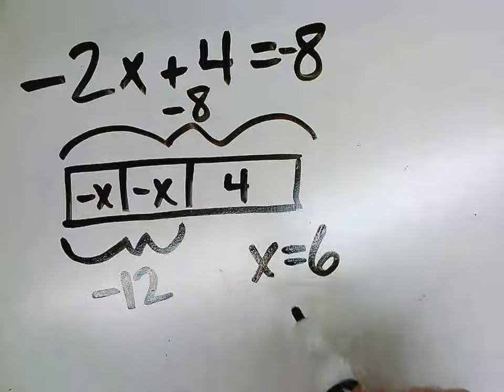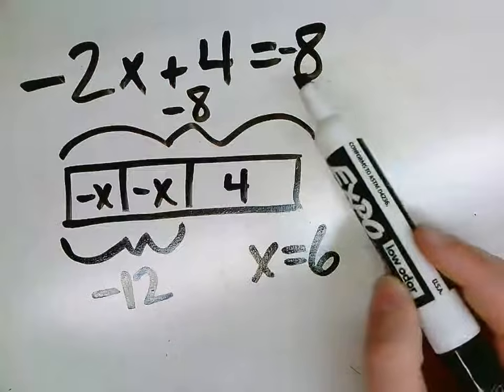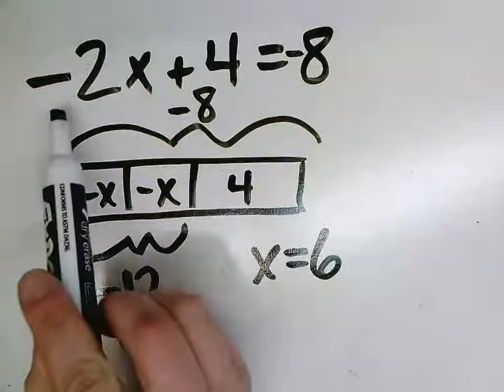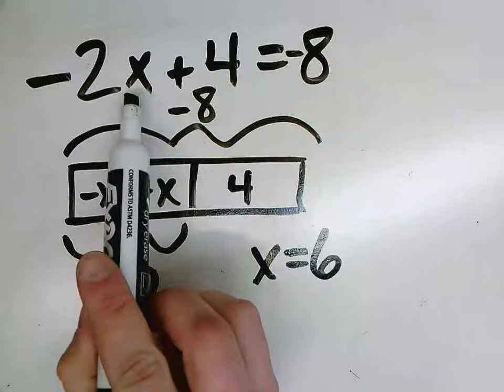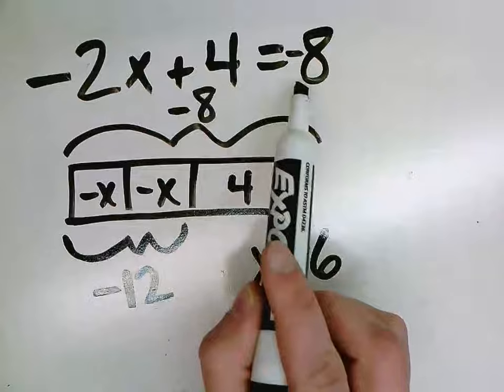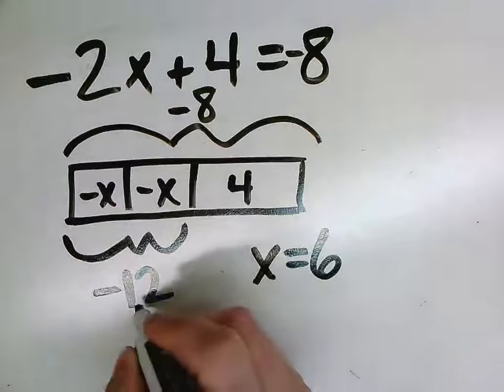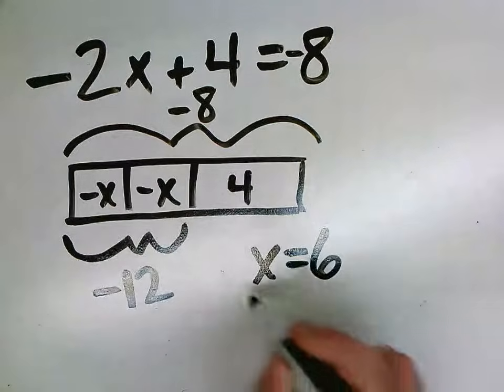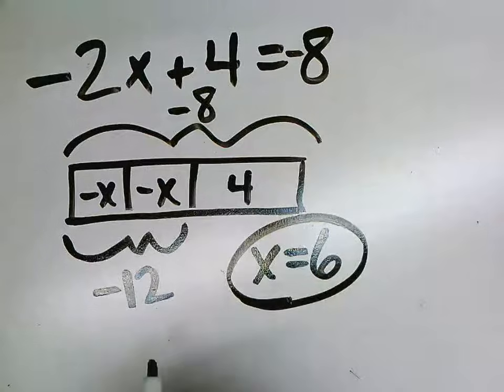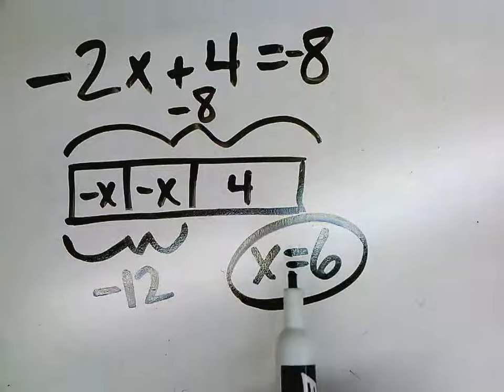And if I check that equation, since I've changed this to a negative 8, I have negative 2 times 6 is negative 12, plus 4 is negative 8. Okay, so if you're moving negatives into negative groups, remember your answer is going to be positive. If you're moving positives into negative groups, your answer is going to be negative.